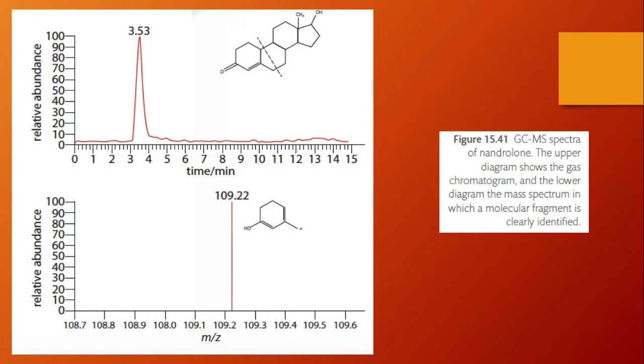So here is an example of what we might see in this process. The figure shows the spectra of a drug known as nandrolone. The upper diagram shows the gas chromatogram, and the lower diagram shows the mass spectrum, which clearly shows the molecular fragment.